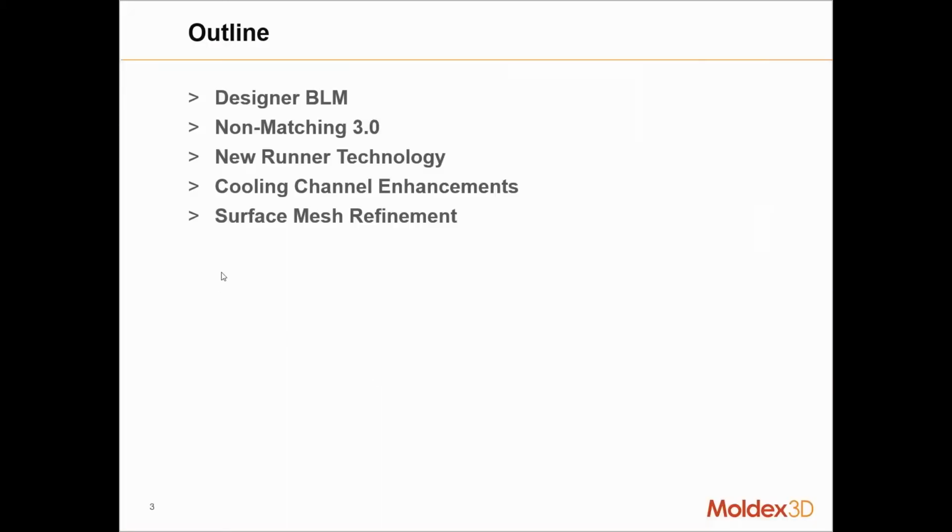All right. So there's 5 main sections that we'll be going over here for the tips and tricks specifically. Designer BLM meshing, just some general tips and tricks for Designer BLM in general. Then we have our non-matching technology, which has been improved. Looking into some of the runner improvements, or the design improvements for the runner, especially with line-defined runners. Improvements or enhancements with the cooling channels. And then finally, some recommendations as far as the surface mesh goes.